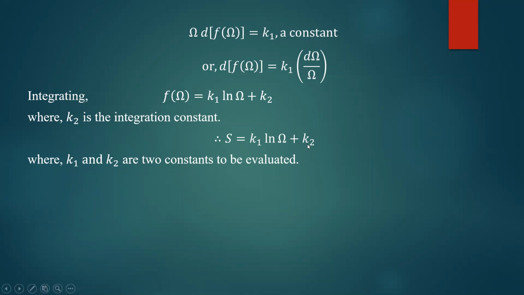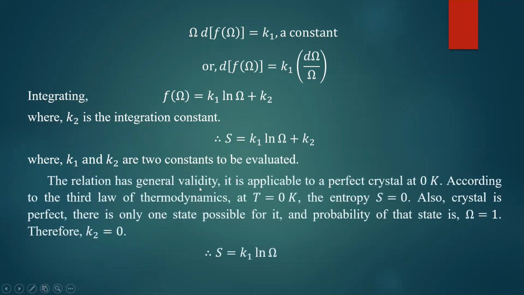That is remaining. To find the value of k2, you consider the case at 0 Kelvin. This particular relation has general validity. It is applicable to a perfect crystal at 0 Kelvin. Consider the case at T equal to 0 Kelvin. According to the third law of thermodynamics, at 0 Kelvin, the entropy of the system is 0.